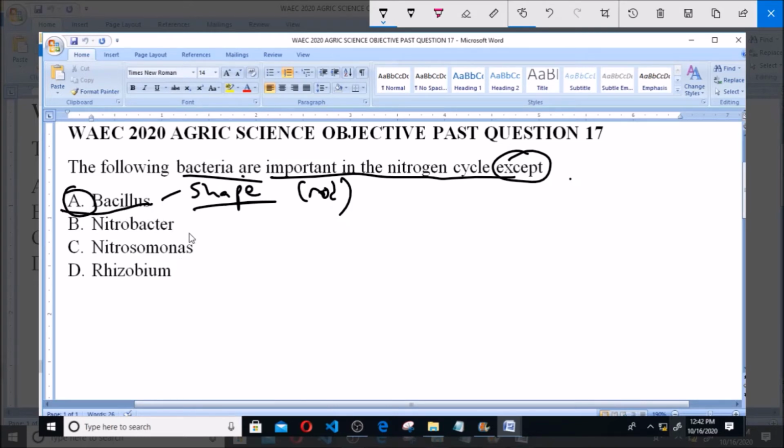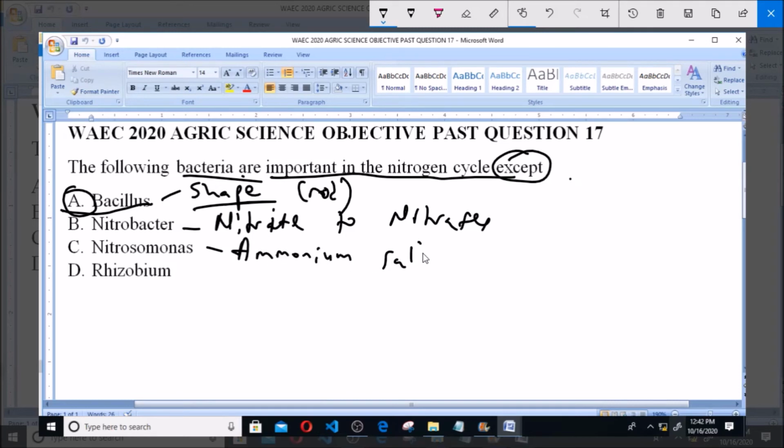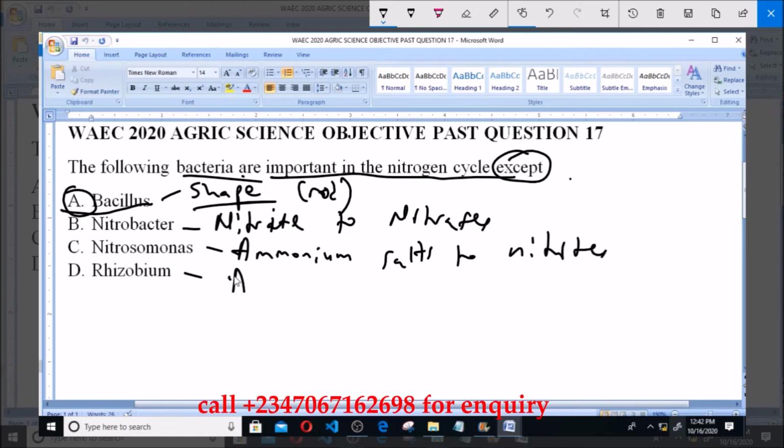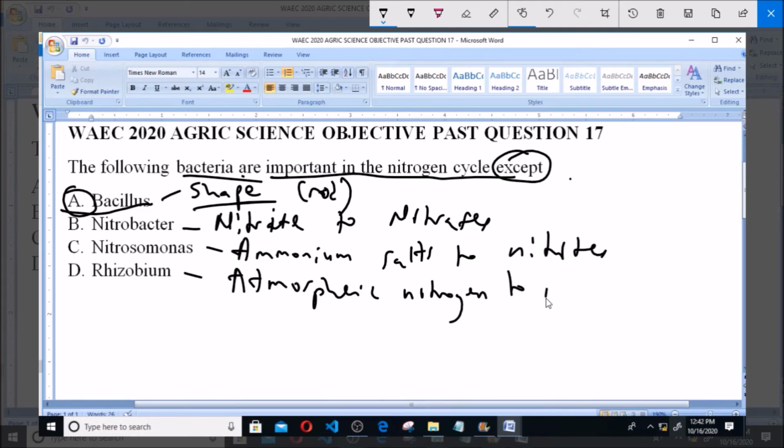Now let's show that the others are important in terms of their role in the cycle. Option B says Nitrobacter. That is the bacteria that converts nitrite to nitrate, conversion of nitrite to nitrate. Option C says Nitrosomonas, and this converts ammonium salts to nitrite. And option D says Rhizobium, which converts atmospheric nitrogen to nitrate. So these are the functions of these three bacteria.